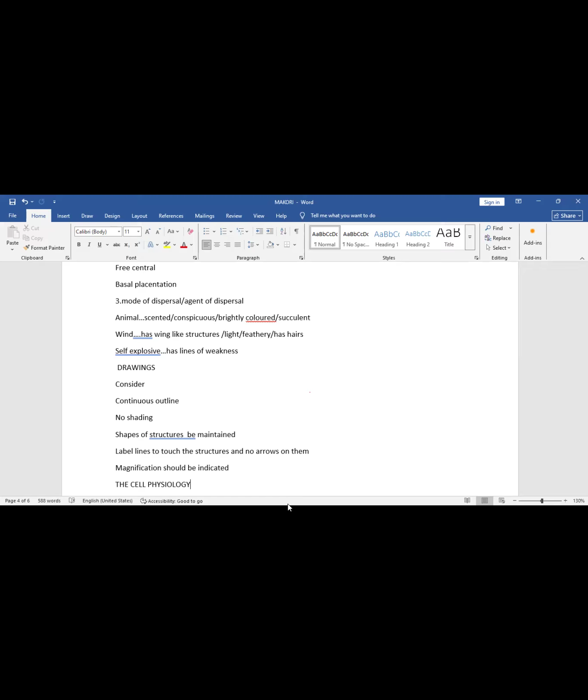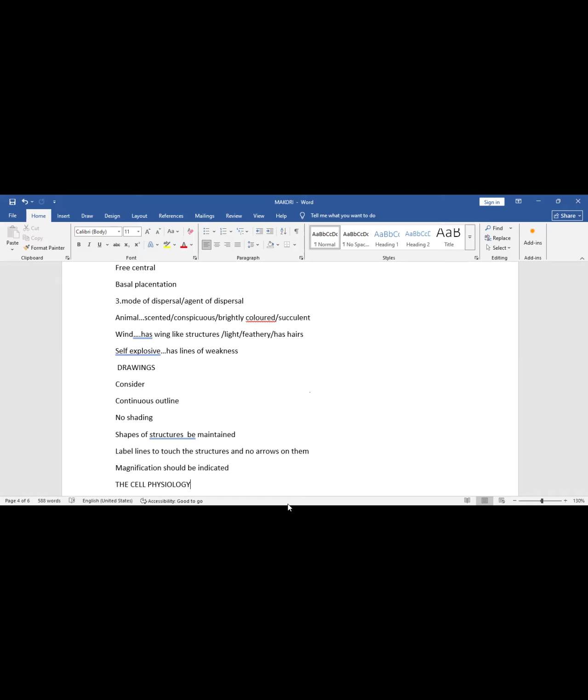The label lines that are pointing to a structure are not supposed to overlap one another. If they overlap, you lose both marks for the structures that you are supposed to label there. So avoid overlapping of those label lines within that part. Then the magnification should be indicated.